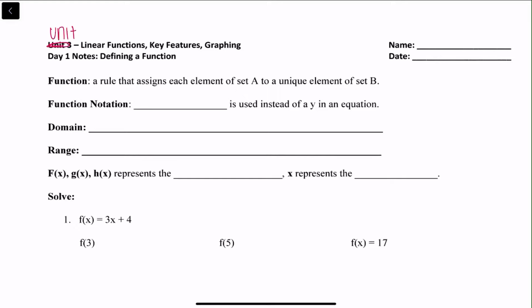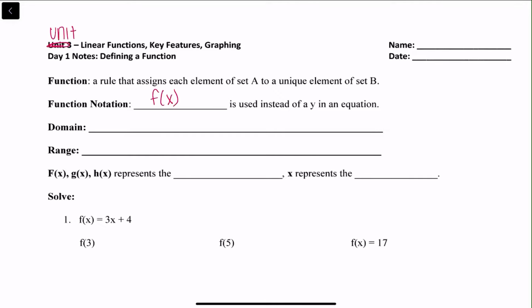So the first thing that I want to go over is the definition of a function. A function is a rule that assigns each element of set A to a unique element of set B. Function notation is where we use f of x instead of y in an equation. And it can be f of x, g of x, h of x, any letter of x. It's just a different notation that we use instead of y.